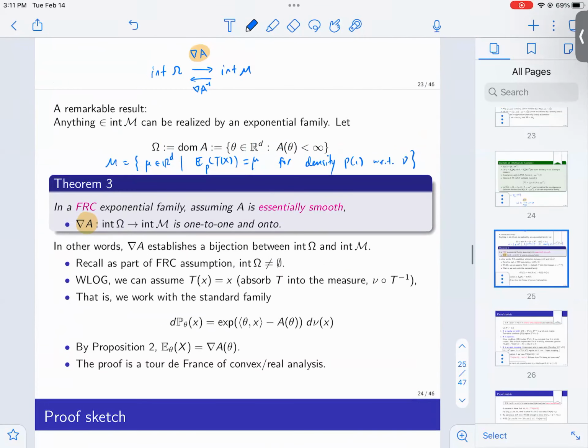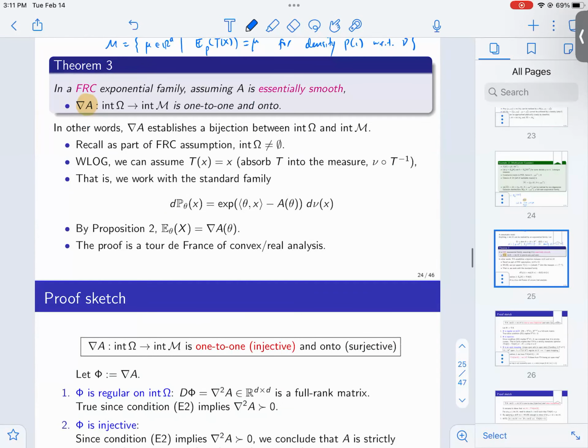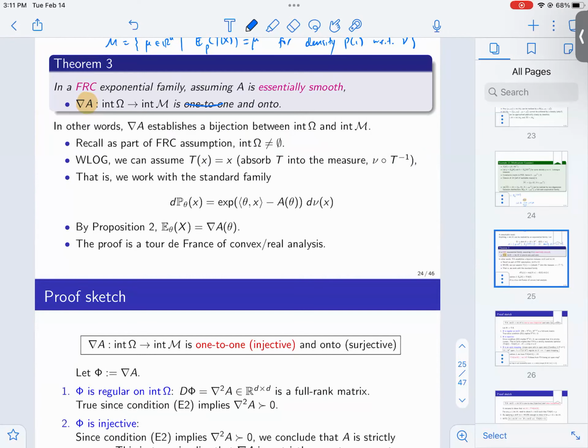Because I'm not going to get to the next topic, I'll just briefly mention, I'm not going to prove this, but the proof is there. And the proof is really interesting if you're interested in analysis. It's a Tour de France of convex and real analysis. You learn a lot about all of these things if you try to see why the proof works. I'm just going to briefly mention the one-to-one part is not difficult.